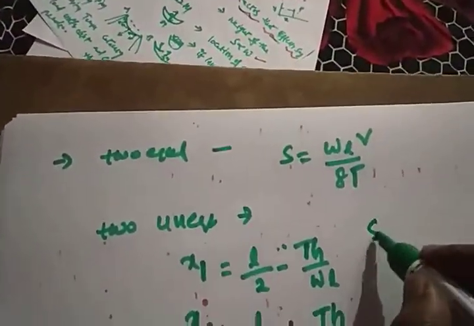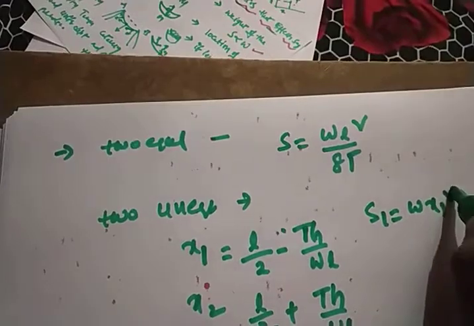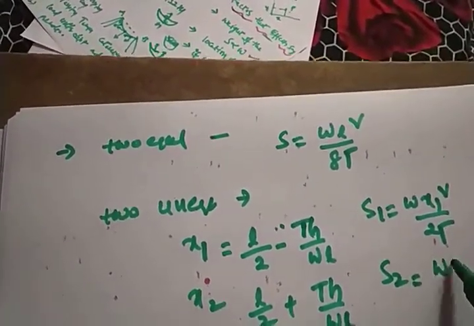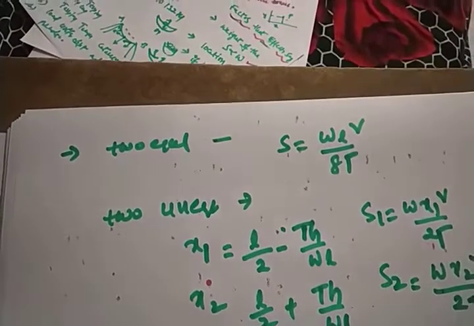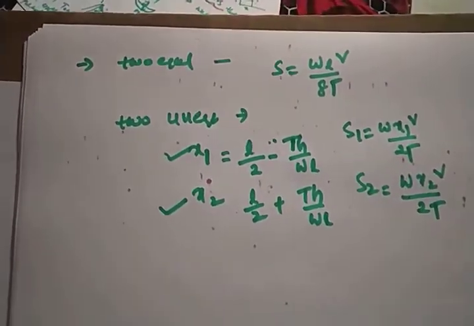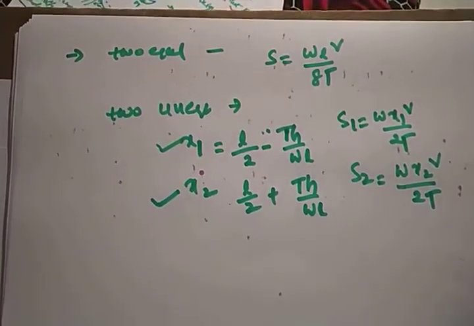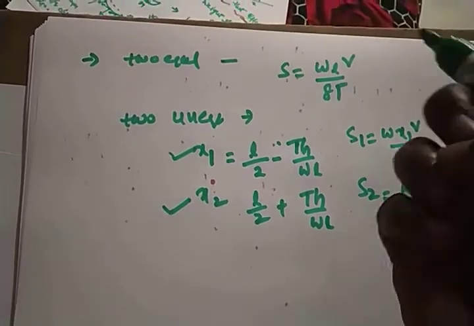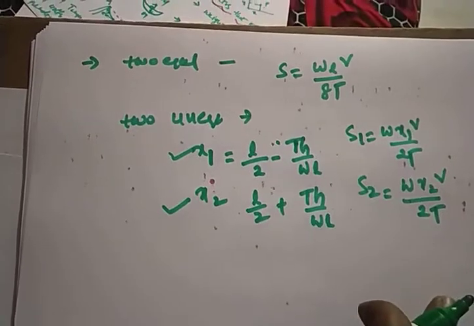So from this, substitute: S1 is equal to W x1 square by 2t, and S2 is equal to W x2 square by 2t. You know x1 and x2, substitute here and you will get them. So these are the two sags when the two towers are unequal towers. Alright, with this we completed equal towers calculations and unequal towers calculations.